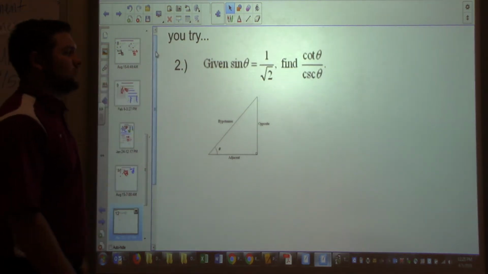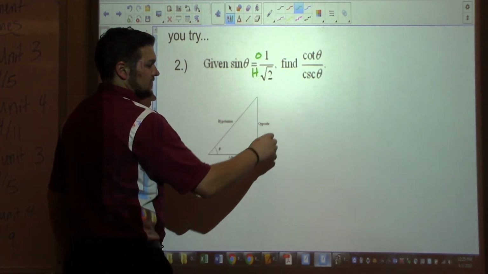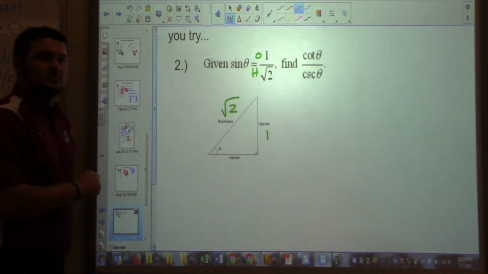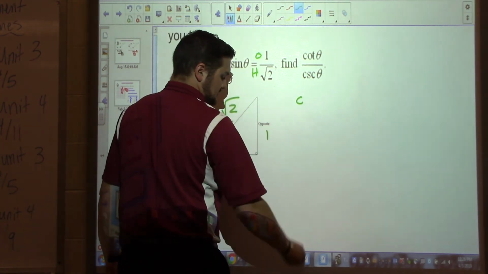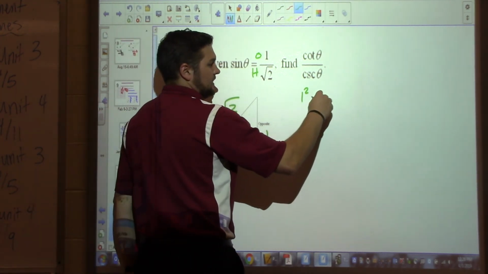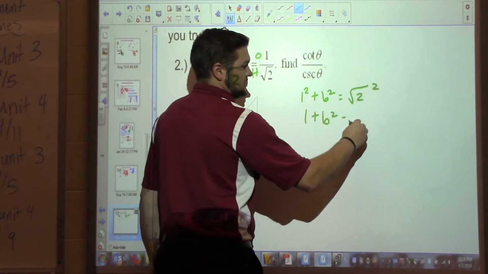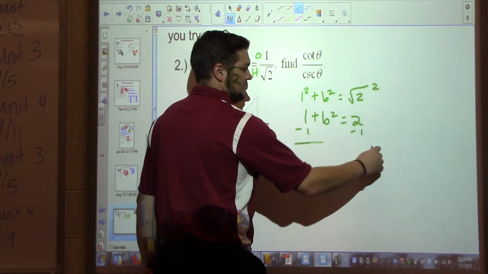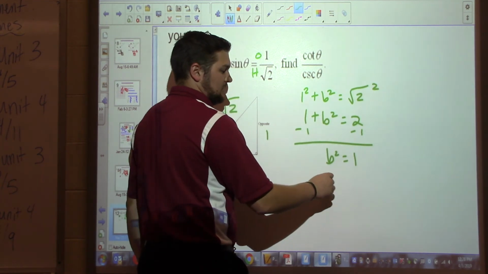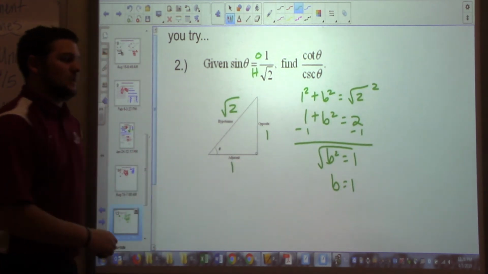Alright, given that sine equals 1 over the square root of 2. Well, once again, sine is opposite over hypotenuse. So 1 over the square root of 2. I need to find my third side. So, 1 squared plus b squared equals the square root of 2 squared. 1 plus b squared equals 2. Right? Square root of 2 squared is just 2. So, minus 1, b squared equals 1, which means when I take the square root, I get b equals 1. So both my sides are 1.